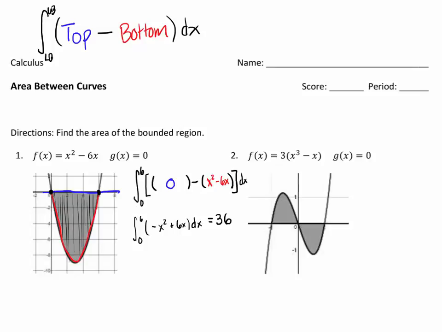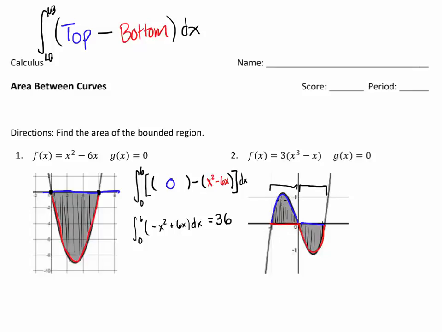Okay, problem number 2. So same idea. However, if I make my stacks here, there's my rectangles that I'm adding up. My top equation, right here, this is the top of that section, but as soon as I hit this point, this line is now my top bound. So this is my bottom bound. And then as soon as I hit that point right there, this is now my top, and this equation is now my bottom. So what that means is we're going to have to do 2 different integrals, one for this piece and one for this piece.